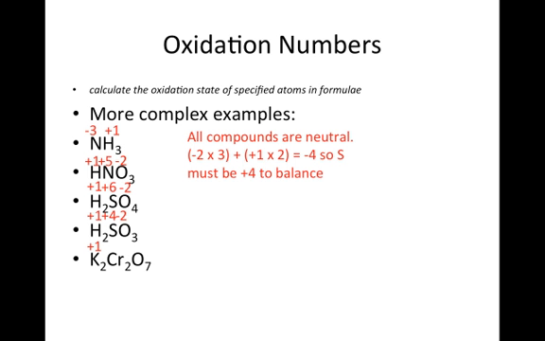The last one, potassium dichromate. Potassium's in group 1, so is always +1. Oxygen -2. Now, chromium is a transition element, and they have quite a variety of possible oxidation numbers, so we've got to work this one out. There are 7 oxygens. 7 times -2 is -14. There are 2 +1s from the potassium, which gives us -12 overall. As there are 2 chromiums, that means each chromium must be +6 in order to balance the compound out. So we say this dichromate has chromium in oxidation number +6.